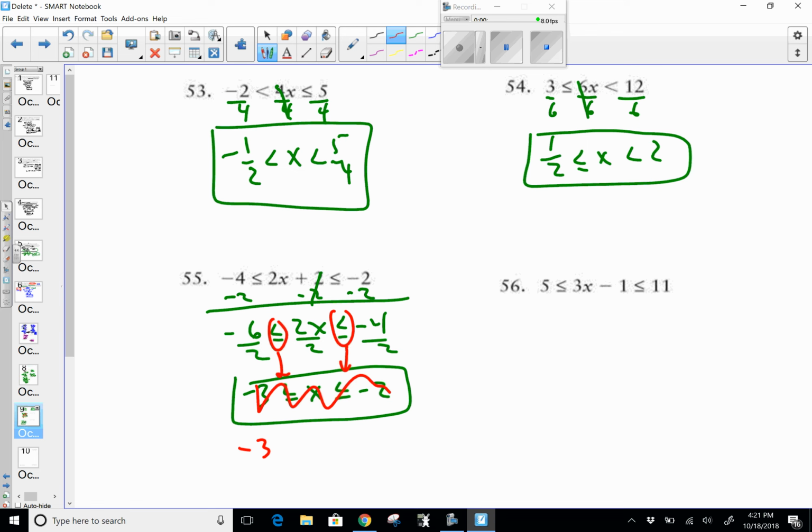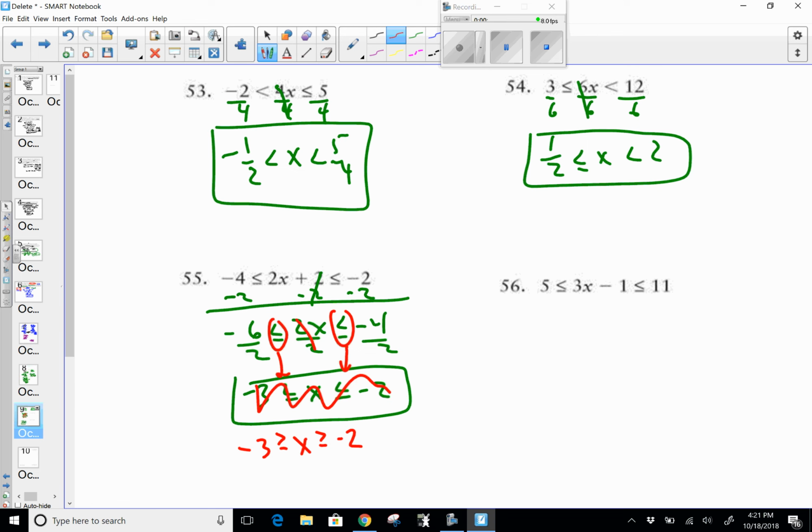This is going to switch signs, so it's going to be greater than or equal to. These twos cancel out, so you're left with x. This sign is going to switch as well. It's going to be greater than or equal to. -4 divided by 2 is -2. So that means that x is going to be between -3 and -2.